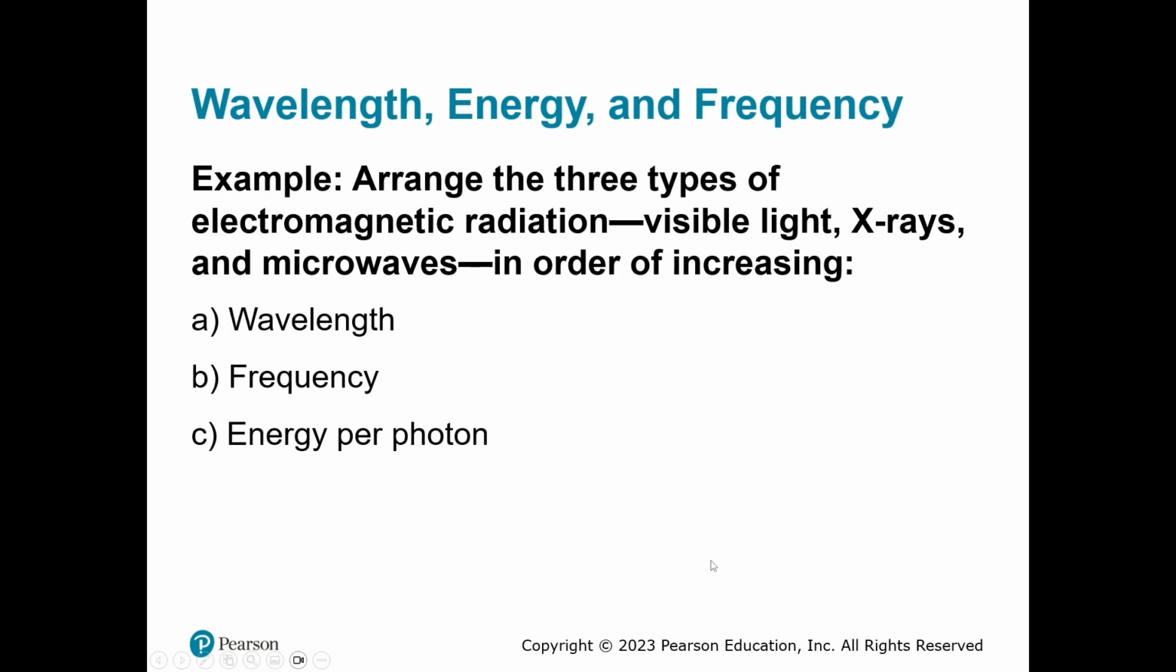So we could do a quick approximation of these three waves of light: visible light, X-rays, and microwaves. Microwaves have the largest wavelength, visible light has the in-between wavelength, and X-rays have the smallest wavelength. So we could order them as microwaves, visible light, and X-rays in terms of increasing frequency. We would flip that for wavelength.